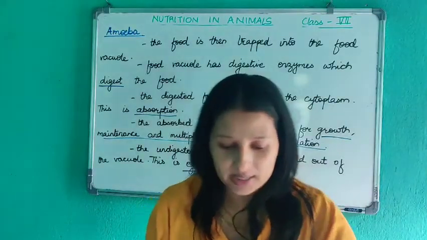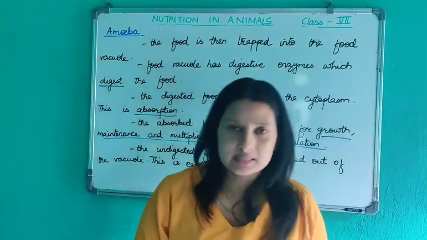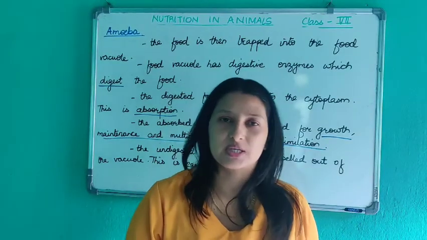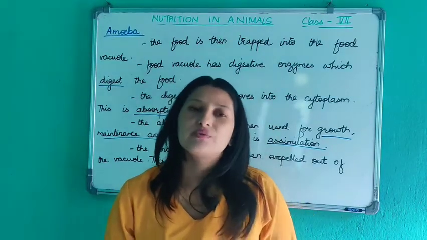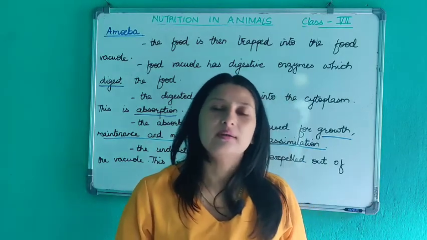Okay, so यस्तो पाराले even in unicellular organism 5 steps of nutrition takes place. Okay, with this, we've come to the end of the chapter Nutrition in Animals.